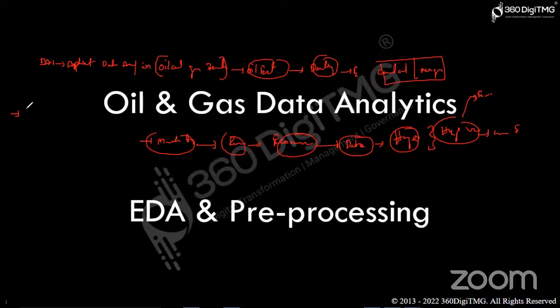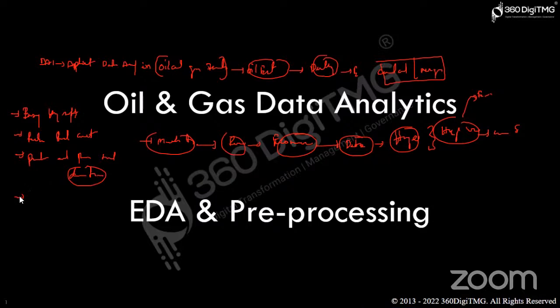In case of ensuring human safety, we use oil and gas data analytics. In case of reducing production cost, we are going to use oil and gas analytics. In the same way, we are going to use data analytics in oil and gas industries for predictive and preventive maintenance. We have discussed downtime, and to prevent the downtime, we are going to use this.